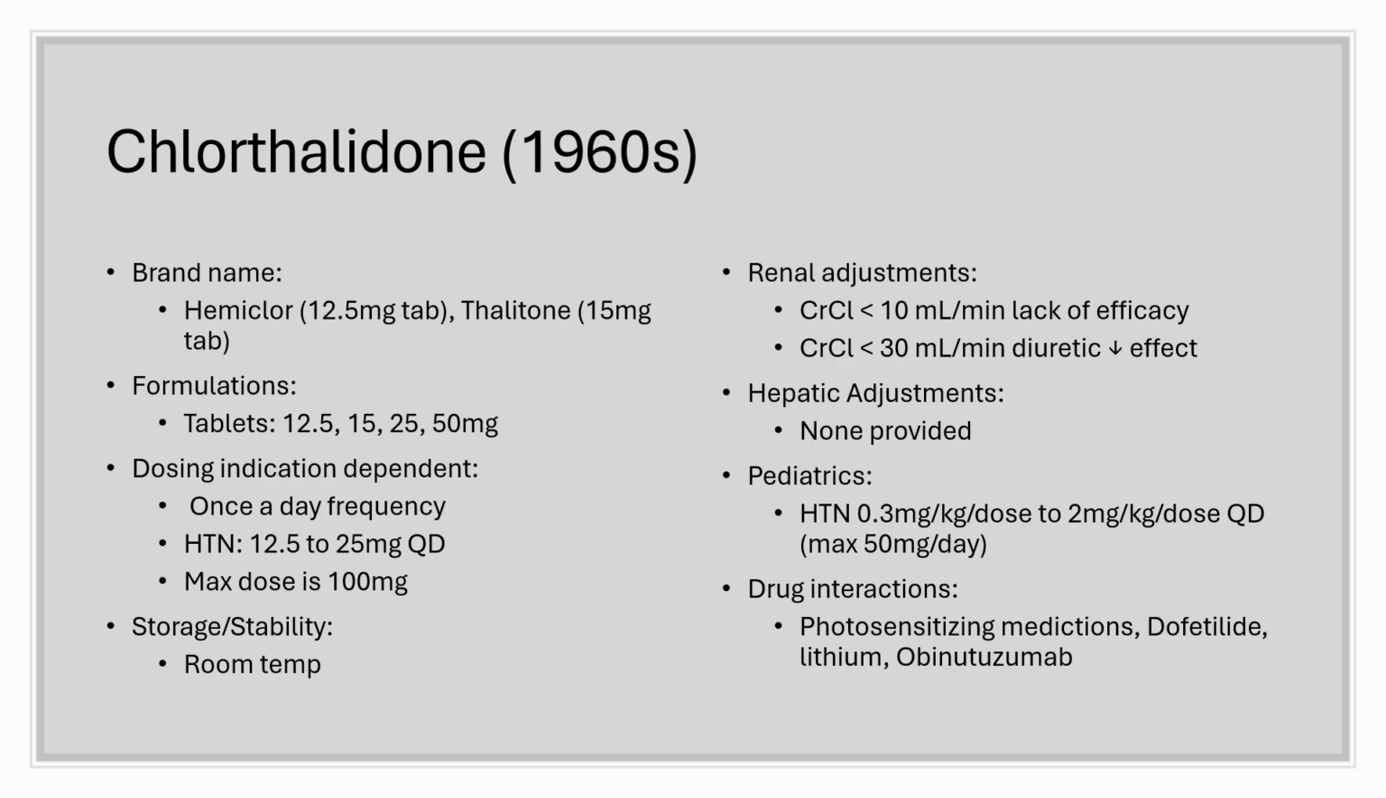The dosing for chlorthalidone is once a day dosing, and for hypertension, the recommended dose ranges from 12.5 milligrams to 25 milligrams. If being used as an adjunct agent for edema, doses of up to 100 milligrams per day may be used. Its renal and hepatic adjustments resemble those of hydrochlorothiazide. Its drug interactions also align with those of hydrochlorothiazide as well.